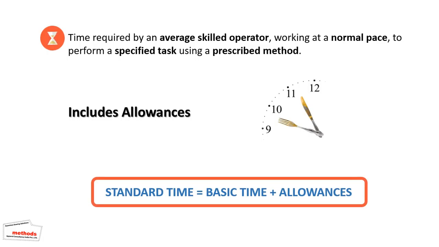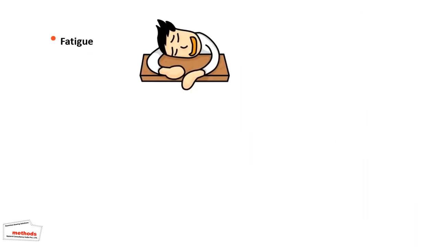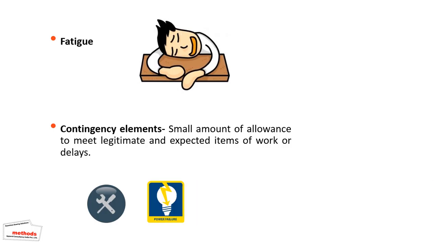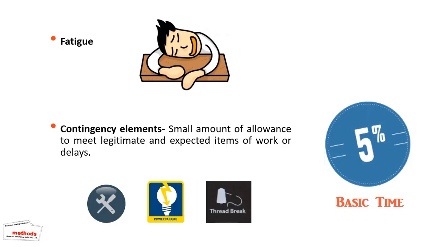Some of the allowances added while calculating standard time are fatigue and contingency allowances, which is described as the small amount of allowance added to meet any expected items of work or delays. This could be defects and reworks, power failures, thread breaks, and comprises only 5% of the basic allowance.